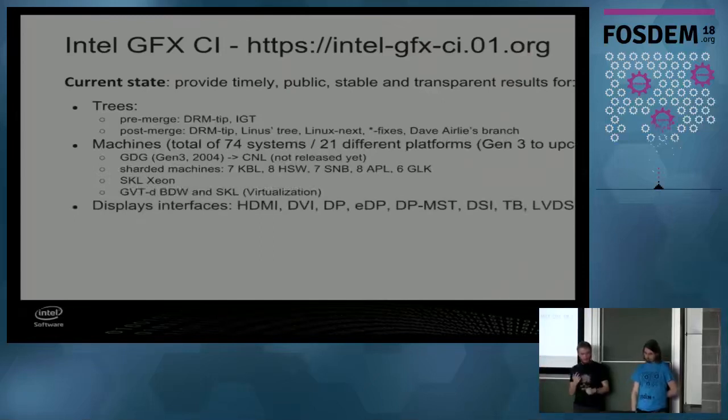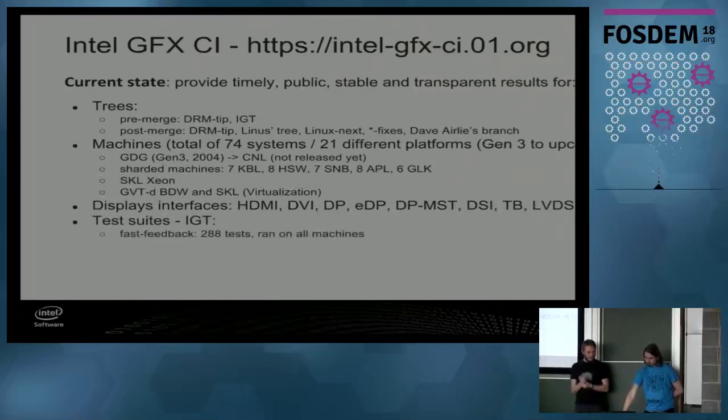We have plenty of different monitors, KVMs, and dummies connected to those machines. We have HDMI, DVI, DisplayPort, embedded DisplayPort, MST displays, DSI ones, and connected to Thunderbolt and LVDS. So pretty much everything you can. And we are running IGT on that. So we have a fast feedback list of around 288 tests.